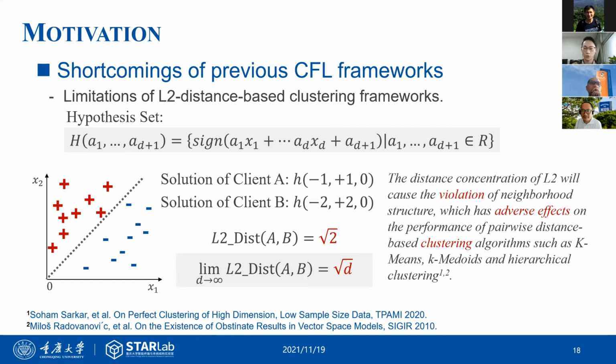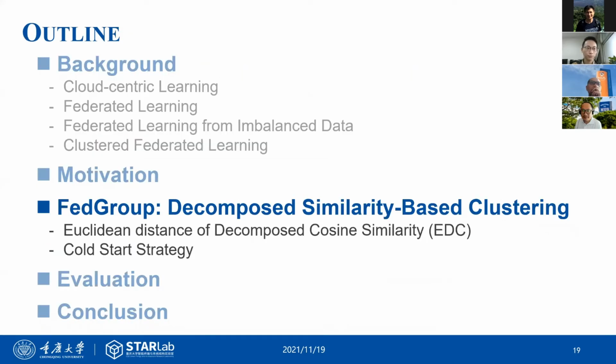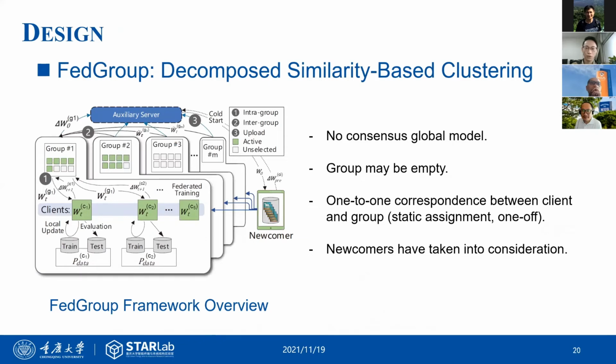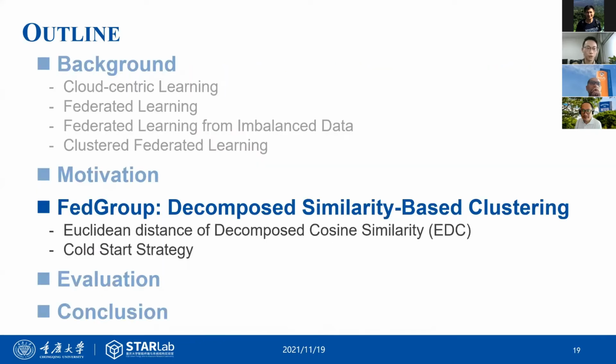The distance concentration phenomenon of the L2 distance is another issue. It will cause the violation of the neighborhood structure, which has an adverse effect on the performance of pairwise-distance-based methods, such as k-means, k-medians, and hierarchical clustering. So this is our motivation.